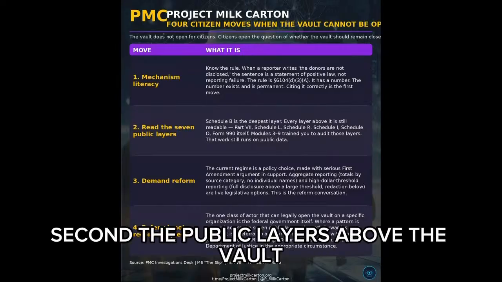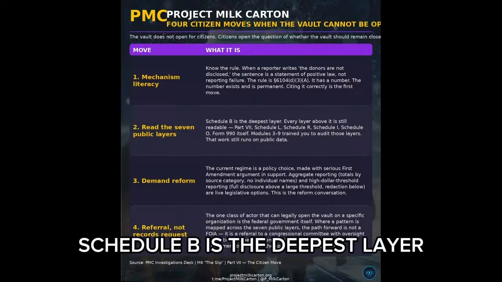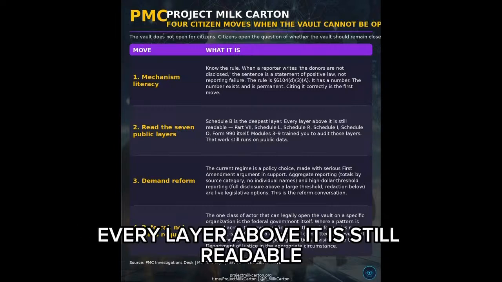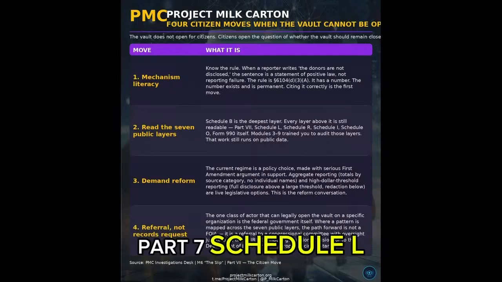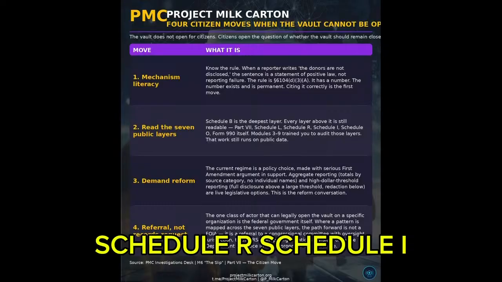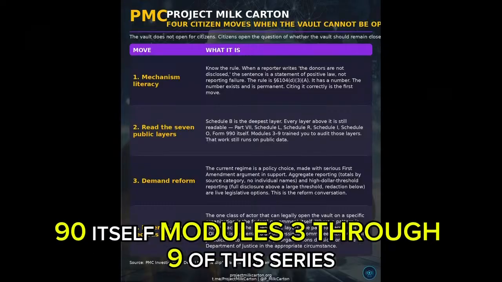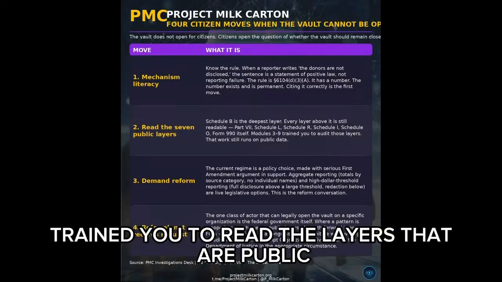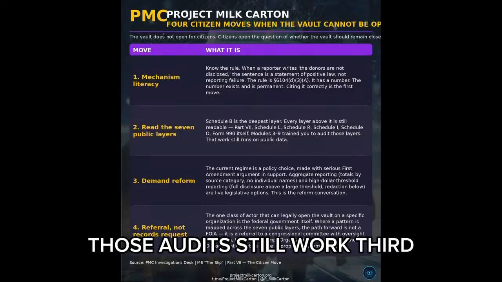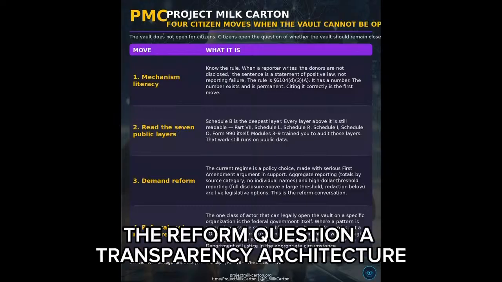Second, the public layers above the vault. Schedule B is the deepest layer. Every layer above it is still readable. Part 7, Schedule L, Schedule R, Schedule I, Schedule O, Form 990 itself. Modules 3 through 9 of this series train you to read the layers that are public. Those audits still work.